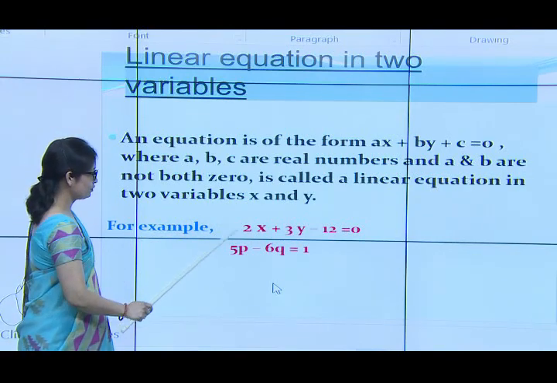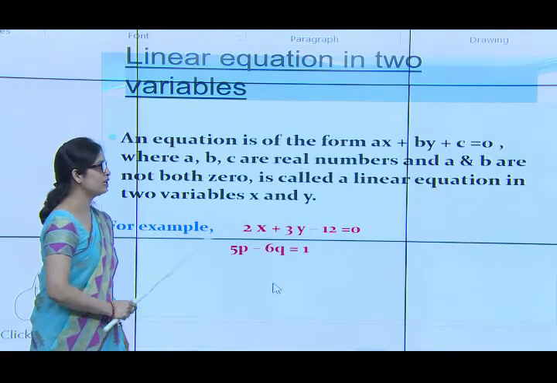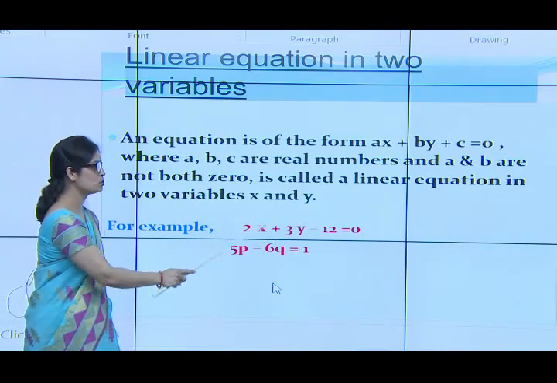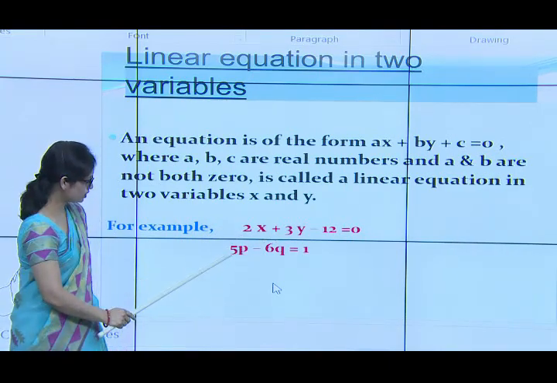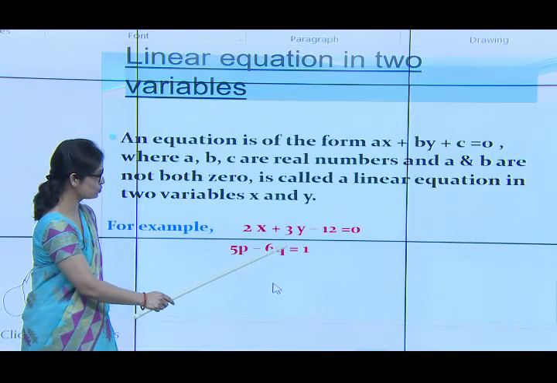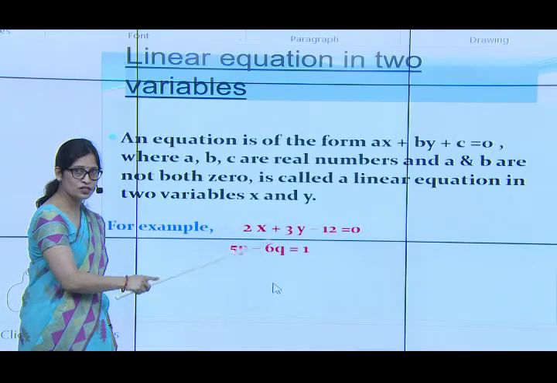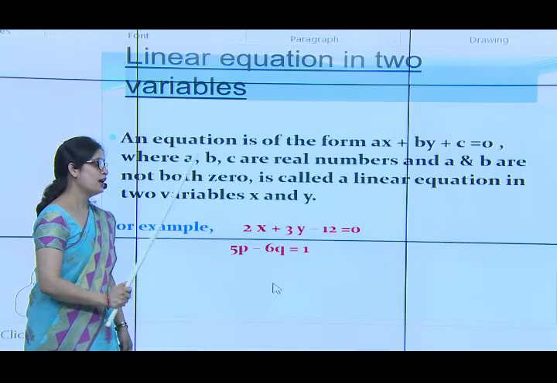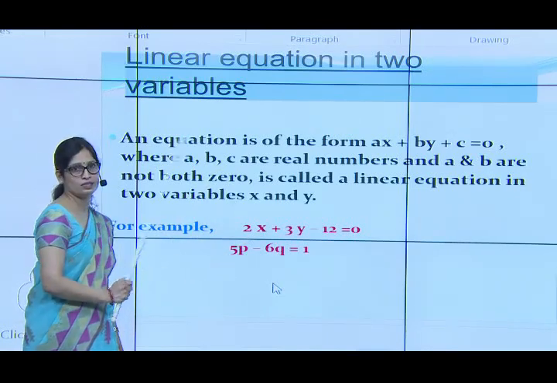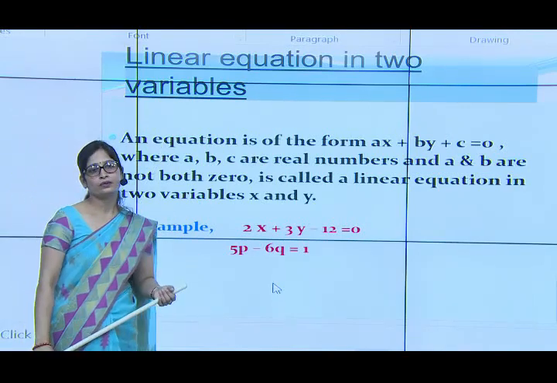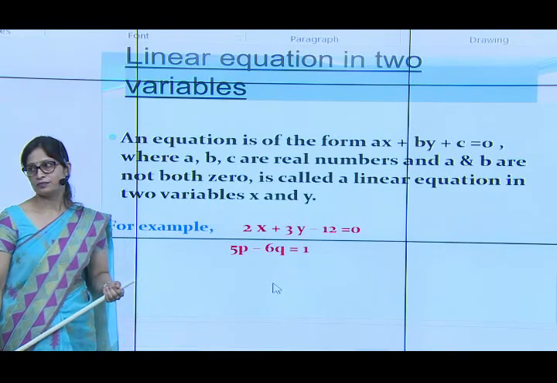For example, if we consider a few examples of the type of linear equation in two variables, like 2x plus 3y minus 2 is equal to 0. The other one is 5p minus 6q equals 1. In both the equations we can see the equation contains two variables and the degree of the variables is 1. Hence we can say these are linear equations in two variables.